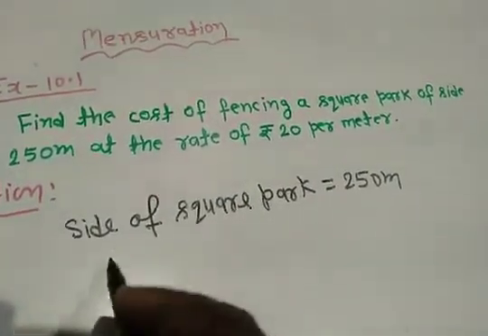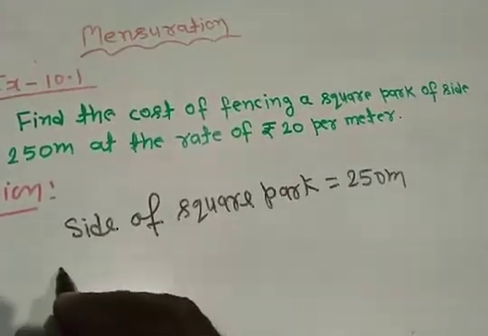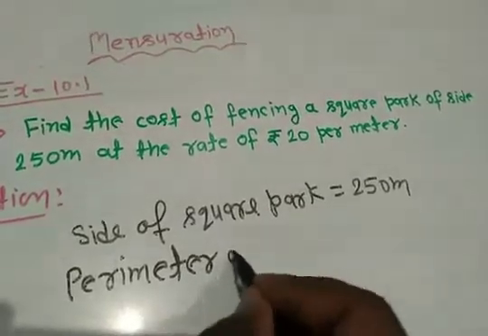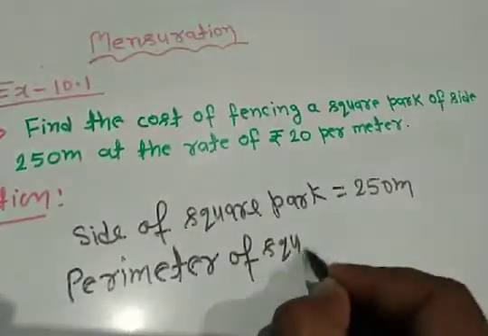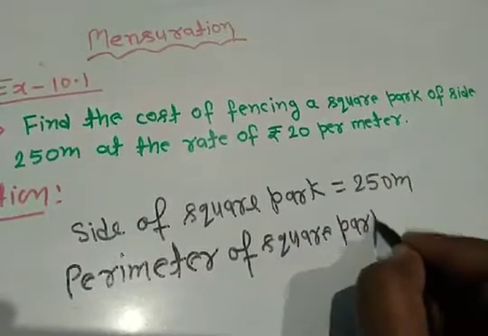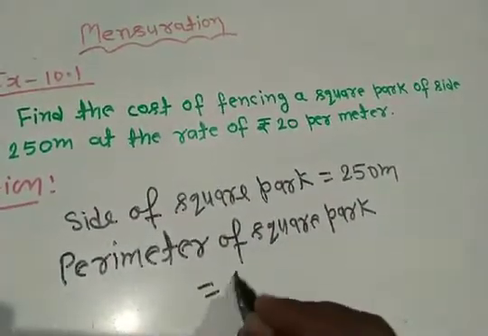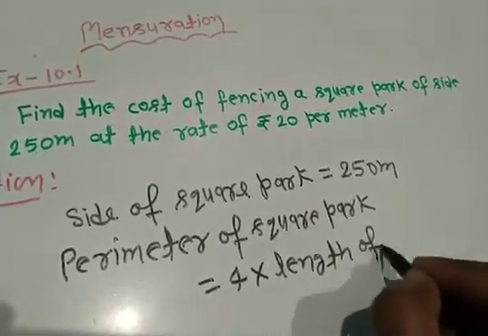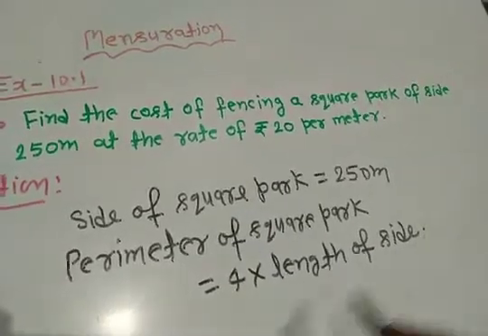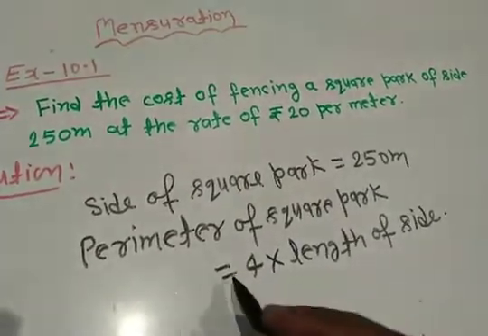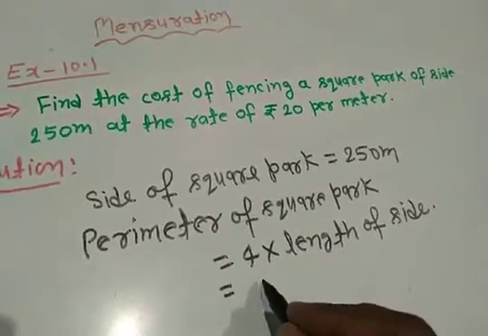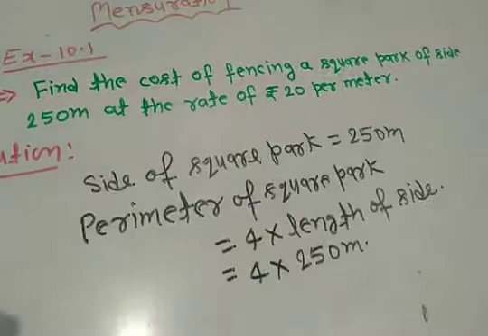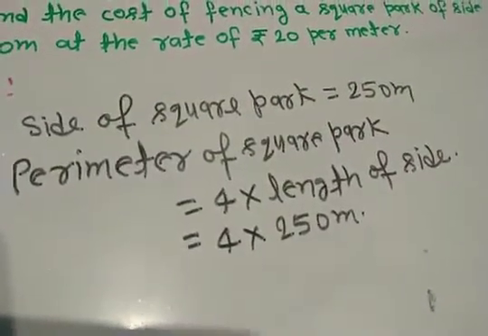And now we find the perimeter of the square park. Perimeter of the square park is equal to what? 4 into length of side. You know that in a square all 4 sides are equal. So here the length of side is given. What is the length of side? This is given, 250 meter. The length of side of the square park is 250 meter.